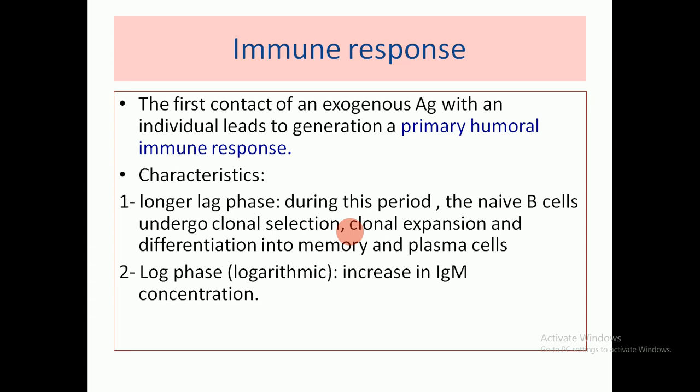The first contact of an exogenous antigen with an individual leads to generation of the primary humoral immune response. The characteristics of this primary immune response: a longer lag phase, and during this period the naive B cells undergo clonal selection, clonal expansion, and differentiation into memory and plasma cells. And the log phase, or logarithmic phase, is the increase in the IgM concentration.